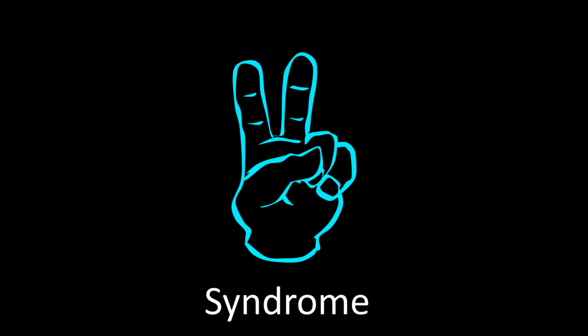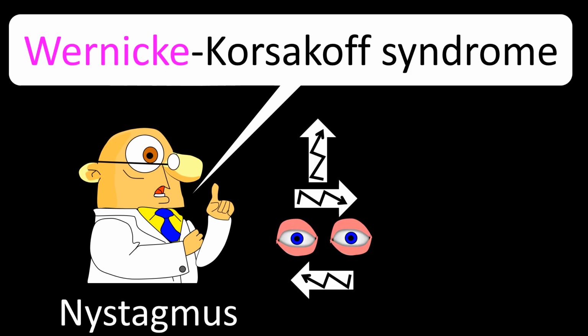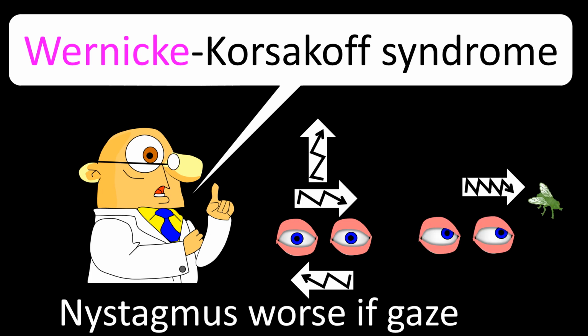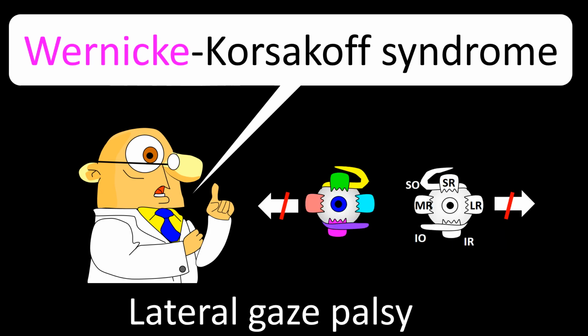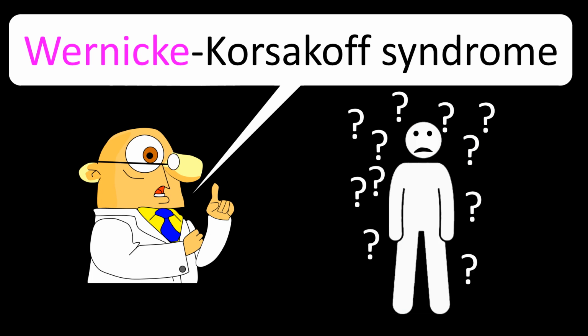The second syndrome I want to tell you about is Wernicke-Korsakoff syndrome, which in reality implies 2 different syndromes, one acute and reversible, Wernicke syndrome. This syndrome is characterized by nystagmus that gets worse in the direction of the gaze, lateral gaze palsy, ataxia, and confusion.